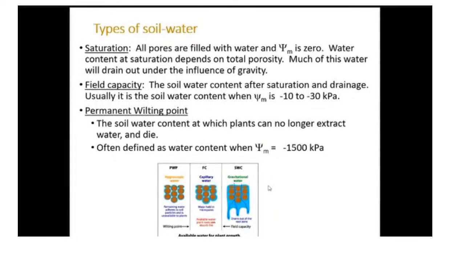Now, what does the retention curve tell us, or what are the applications of the retention curve? To understand the application of the retention curve, we first have to see the types of water content. Basically, there are three different stages of moisture content in the soil. You have the moisture content at saturation, at field capacity, and at the permanent wilting point.